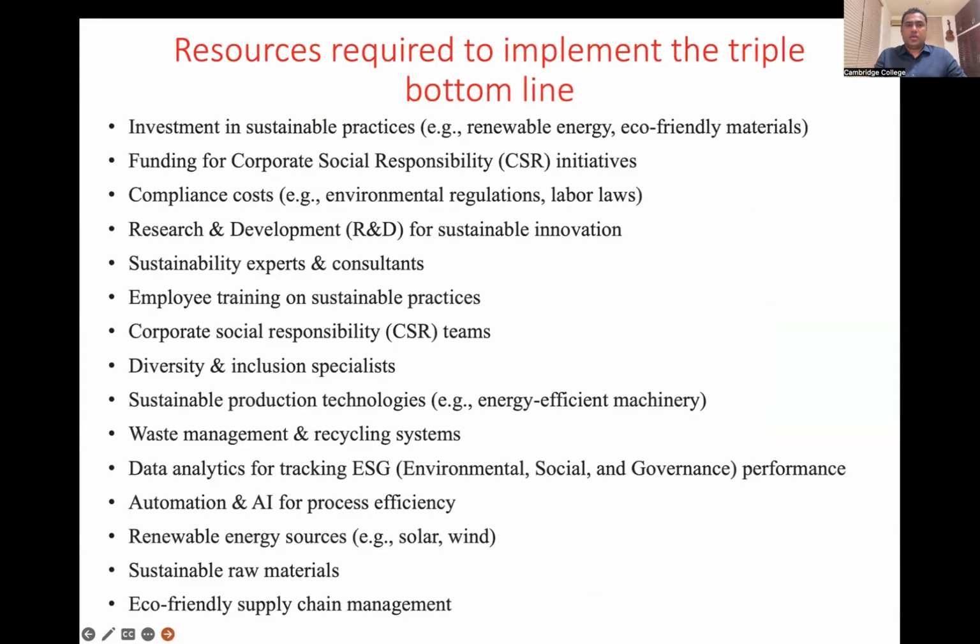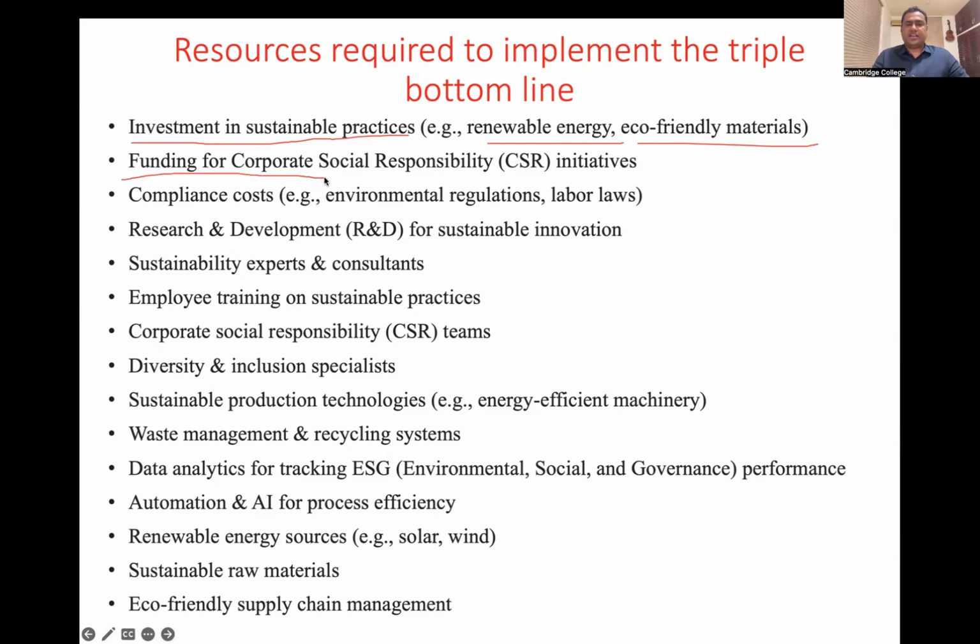Okay? And then we look at what are the resources that are required to implement the triple bottom line. Now, the triple bottom line is spoken of a lot in this course because it is the most important tool in societal marketing. So, what are the resources you need to implement the triple bottom line? The resources means the investments, the money. So, you need to invest in sustainable practices, renewable energy, eco-friendly materials. Costs a lot of money.